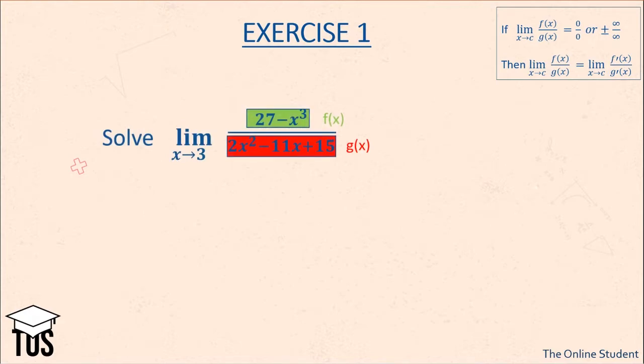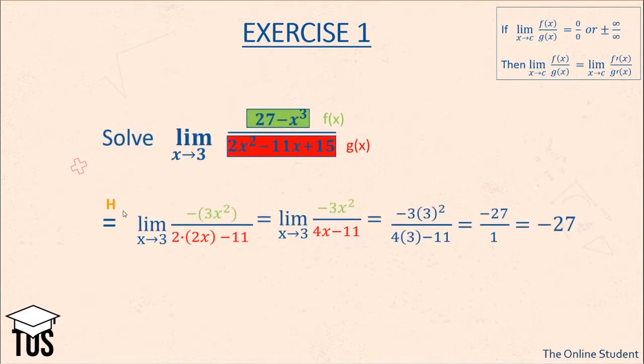Okay, now we're going to apply L'Hospital's rule. This H symbol indicates that we use L'Hospital's rule. That means that we take the limit as x approaches 3, but we take the derivative of the nominator, the green function, and we divide it by the derivative of the denominator, the red function. The derivative of the nominator is minus 3x squared. The derivative of the red function is 2 times 2x minus 11.